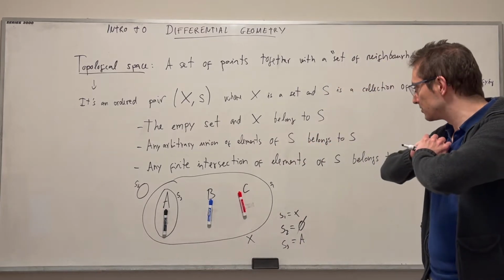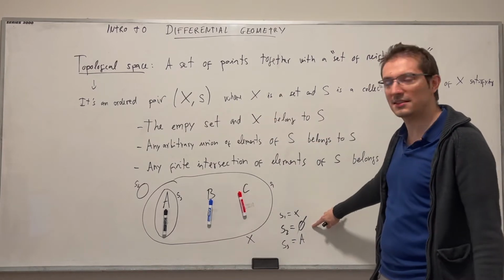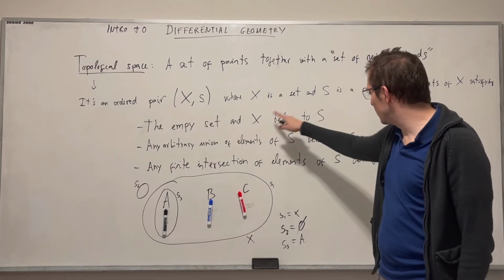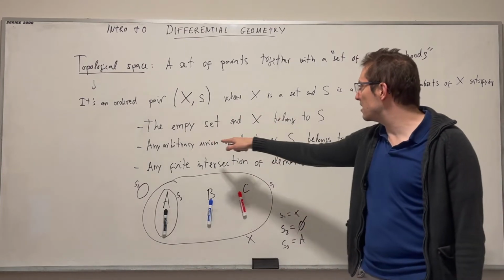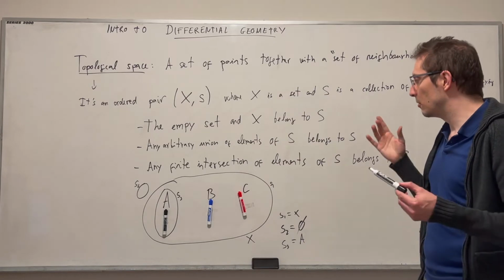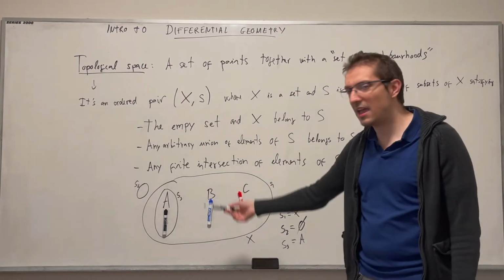Let's see if this is a topology. The empty set belongs to S. That's true, that's S2. The whole set belongs to S. Yeah, that's S1. Cool, that is satisfied. Second, any arbitrary union of elements belongs to S. Let's see. The union of A with the empty set is A.